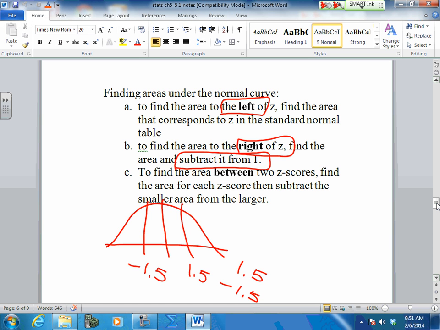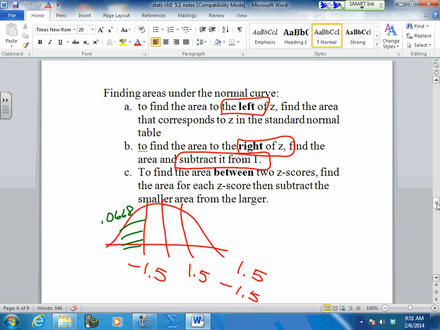Now, watch what happens here. When I look up negative 1.5, I get this area right here. Can anybody look this up in the table and tell me what this area is, please? Negative 1.5. What do you get? Anybody got it? 0.0668.